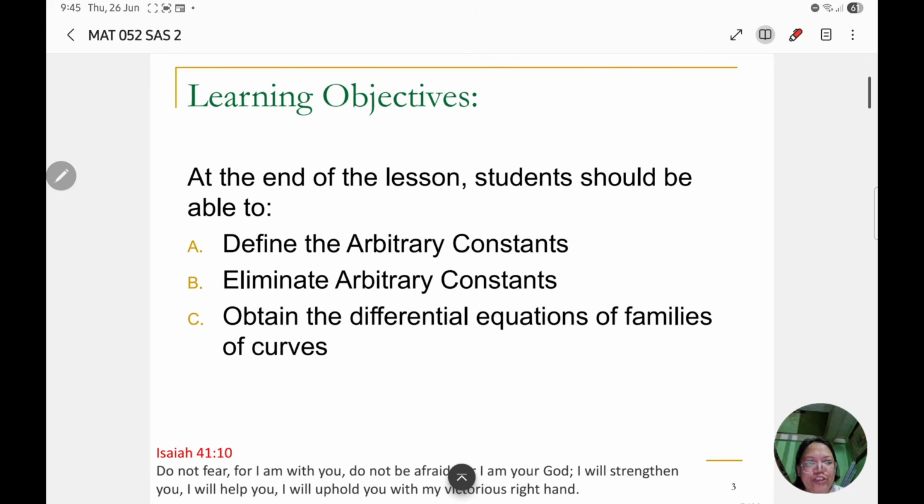At the end of the lesson, students should be able to define the arbitrary constants, eliminate arbitrary constants, and obtain the differential equations of families of curves. Letter C is the application of the elimination of arbitrary constants. So let's define first what arbitrary constants are.